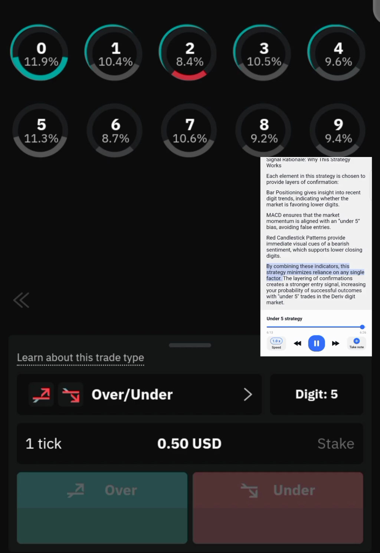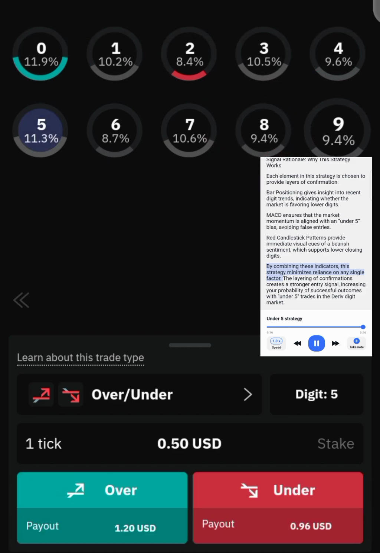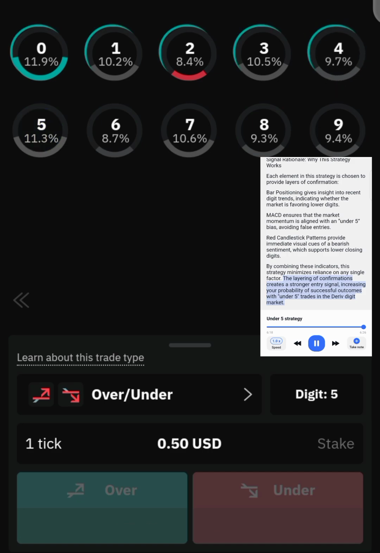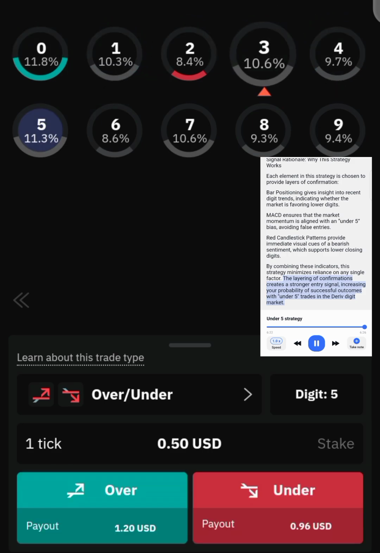By combining these indicators, this strategy minimizes reliance on any single factor. The layering of confirmations creates a stronger entry signal, increasing your probability of successful outcomes with under 5 trades in the derived digit market.